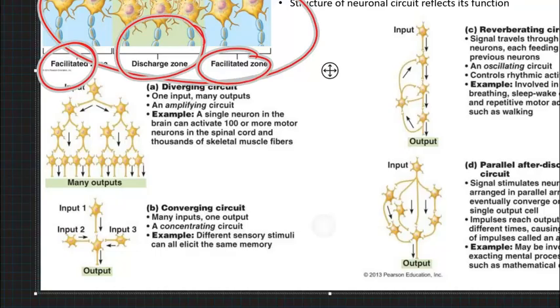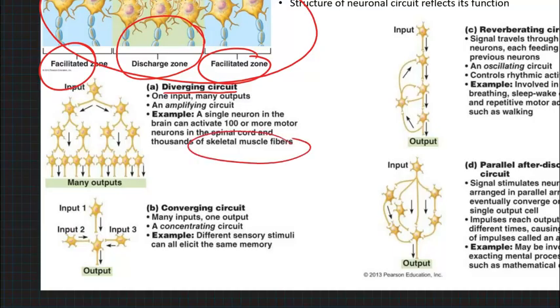For instance, diverging circuits mostly control muscle activities. So if you look at this circuit, a single neuron sends signals downstream to many other neurons. So signal gets amplified in a way that it's branched out. So basically one neuron in your cortex can activate multiple neuromuscular junctions in your muscle.